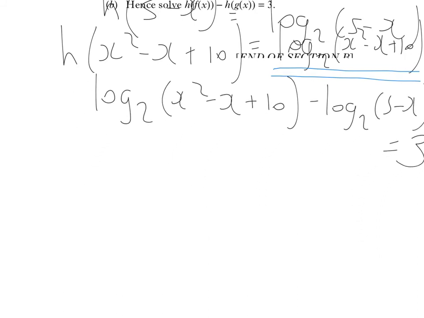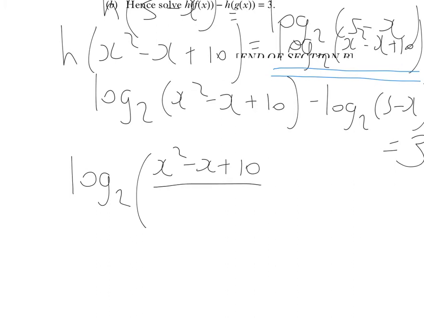Okay, so I'm going to use law 2 of logs. So that's log a minus log b is log a over b. So it's going to be log to the base 2 of (x squared minus x plus 10) all over (5 minus x) is equal to 3.